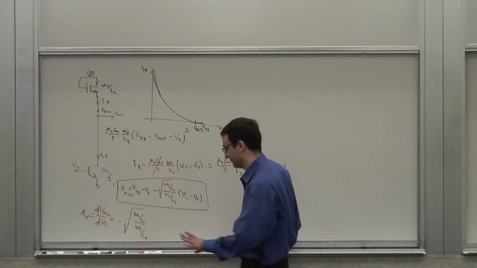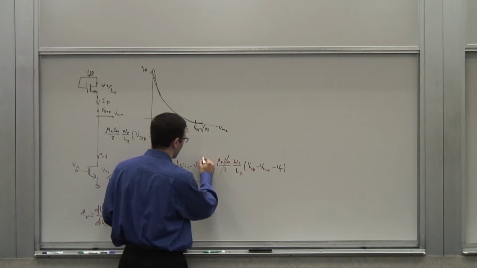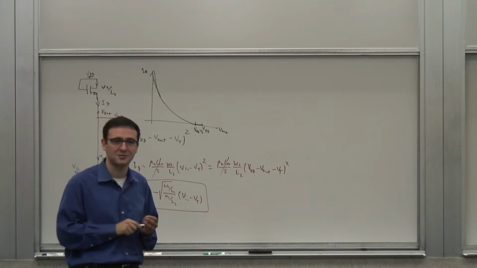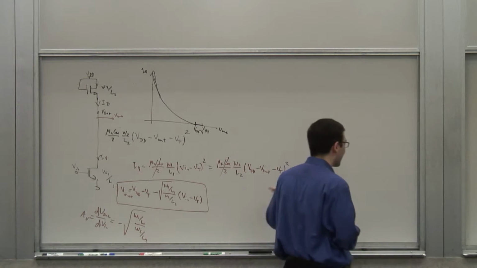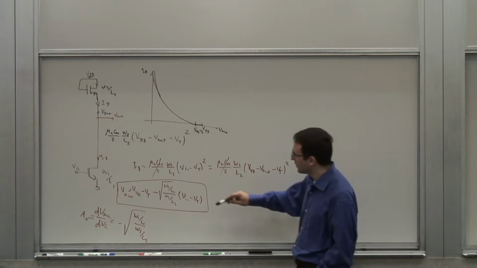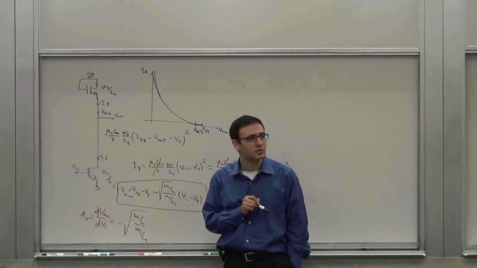Now, I said all sorts of good things about it, right? But there's no such thing as a free lunch in real life. There's always a price for it. So what are the bad things about this? Gain is somewhat limited. Think about it: let's say I want to get a gain of 10. It's not humongous, right? Last time we talked about gains of tens of thousands and hundreds of thousands. A gain of 10 means that the ratio of these two W over L's has to be quite large.